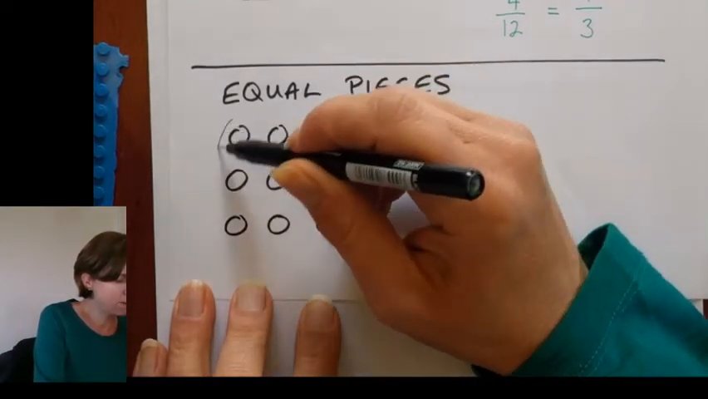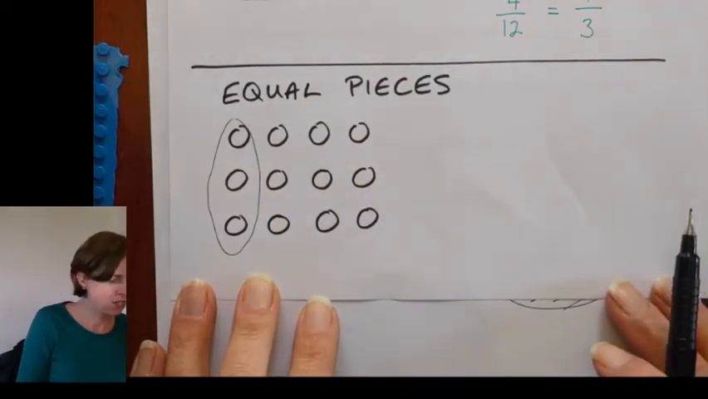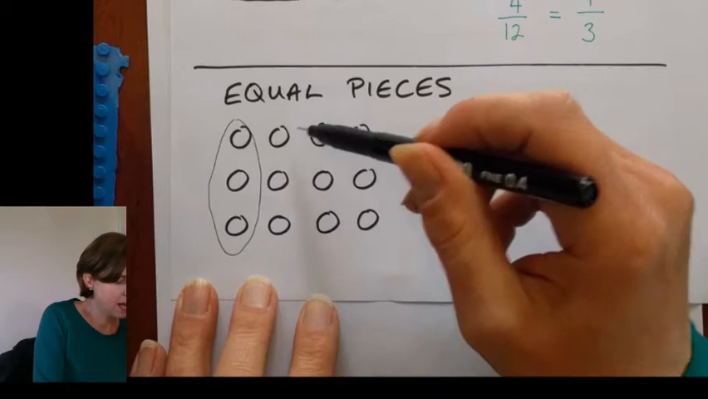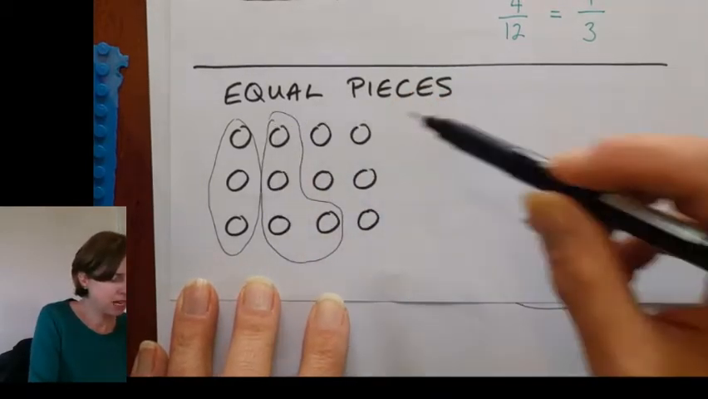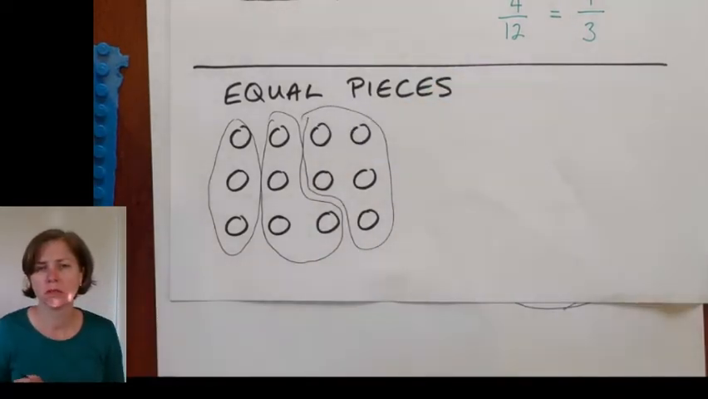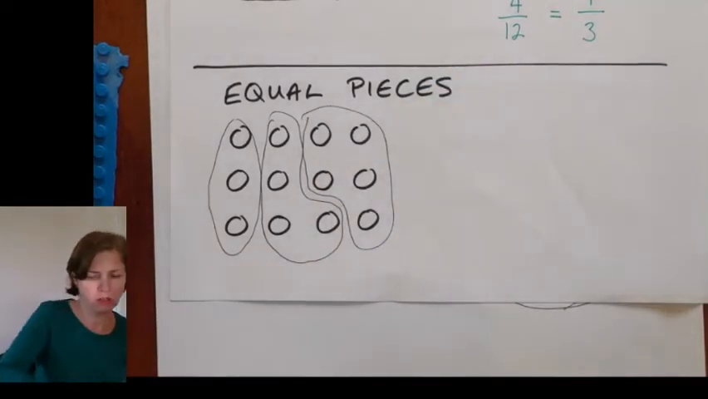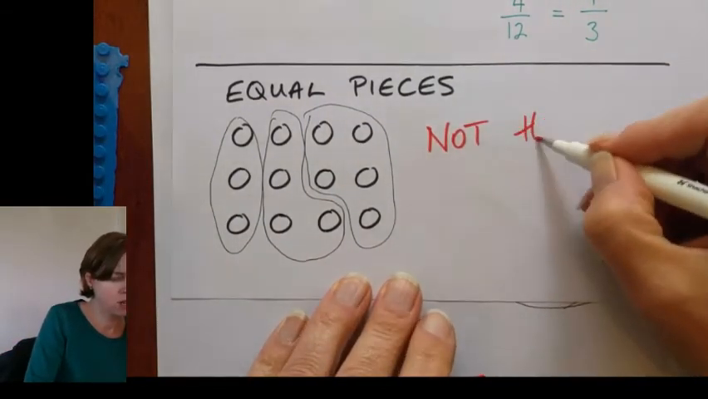I might give one person 3 circles. I might give somebody else 4 circles. And then I might give the last person 5 circles. These are not thirds because they're not all the same.